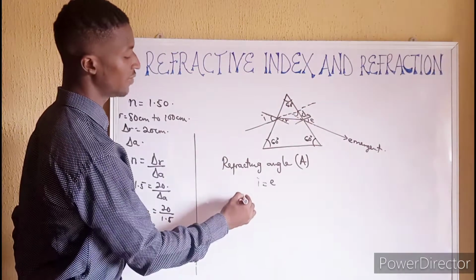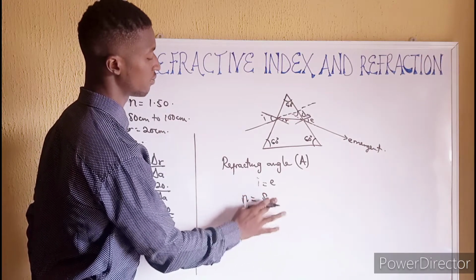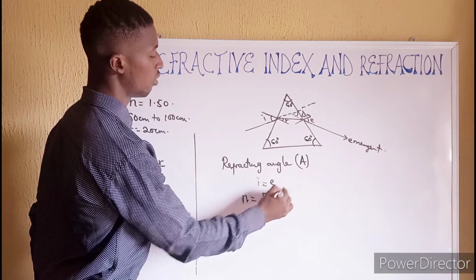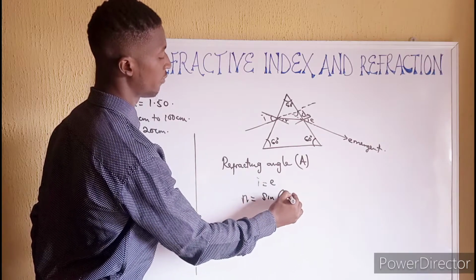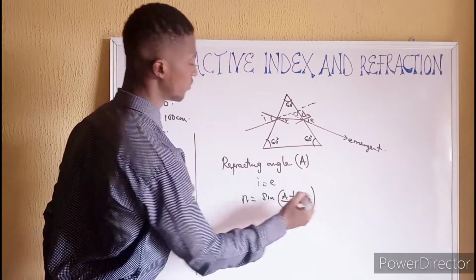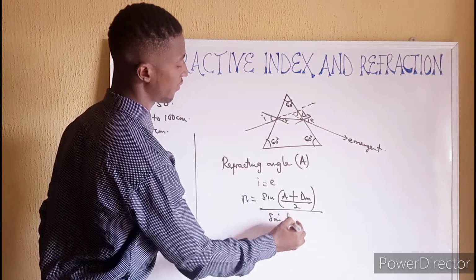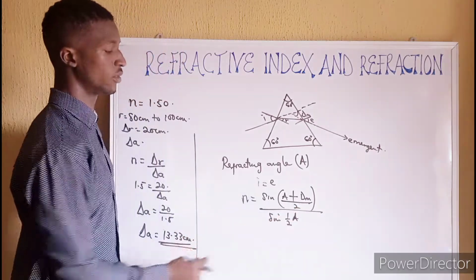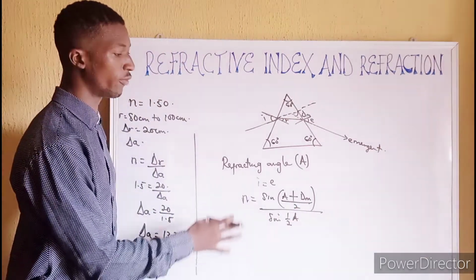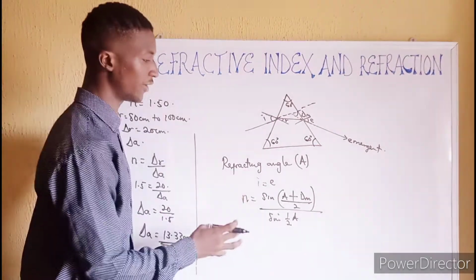In this case now we can have it that the refractive index is taken to be the sine of angle of refracting angle plus your minimum deviation all over 2 divided by sine half of your refracting angle. This is the formula we always use to find our minimum deviation. However, there is something I want you to consider here.